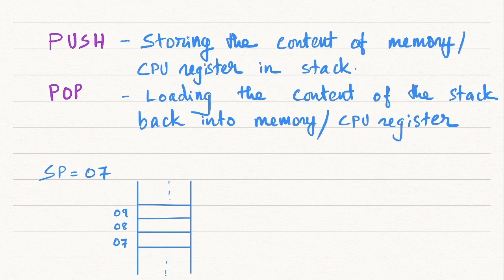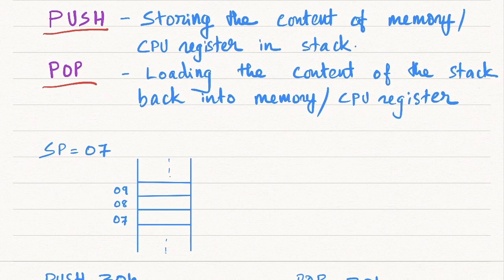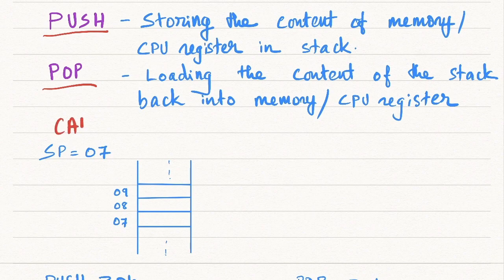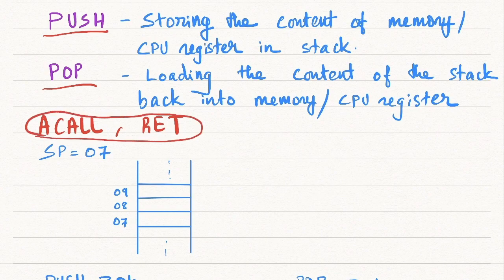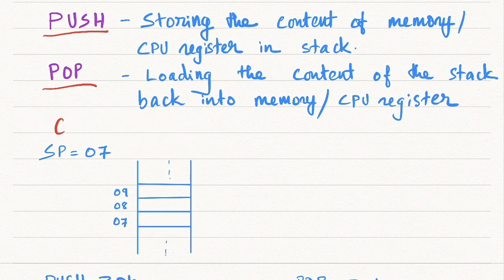When it comes to the instructions used for accessing the stack or saving data in the stack, we mainly talk about the push and pop instructions. We also have call as well as return. Call can be an LCALL or an ACALL, and return instructions also use the stack memory. However, we will see the call and return instructions when we study subroutine concepts. So now we will concentrate on the push and pop instructions.